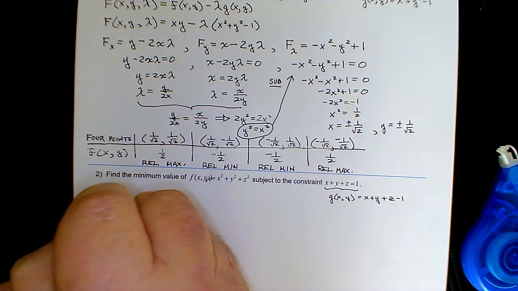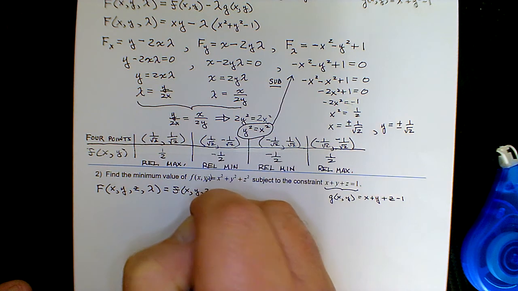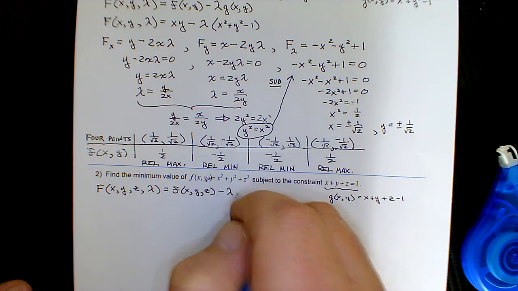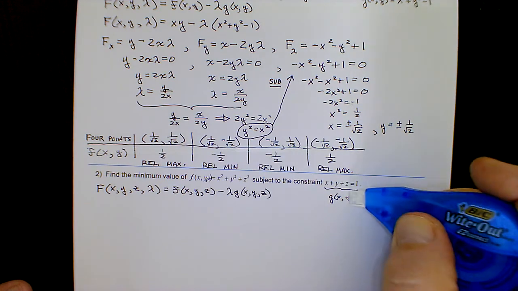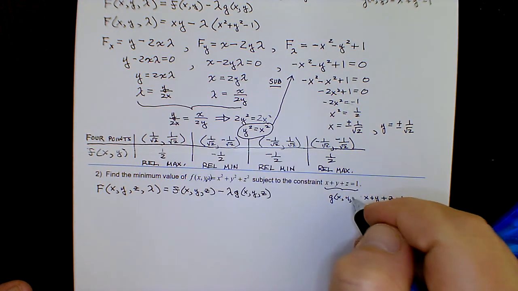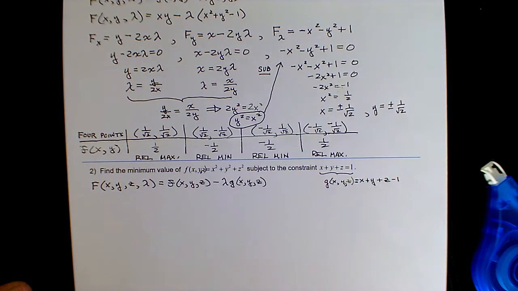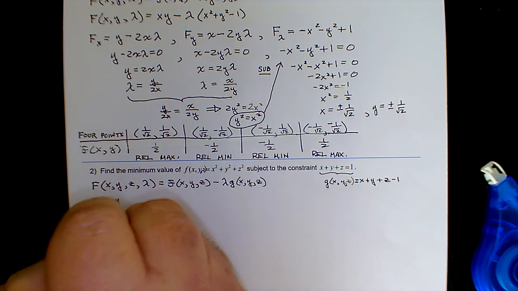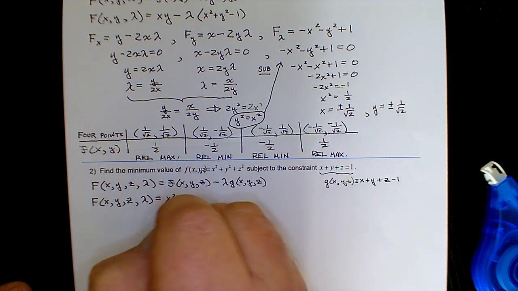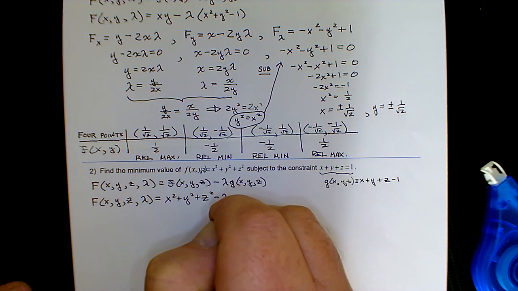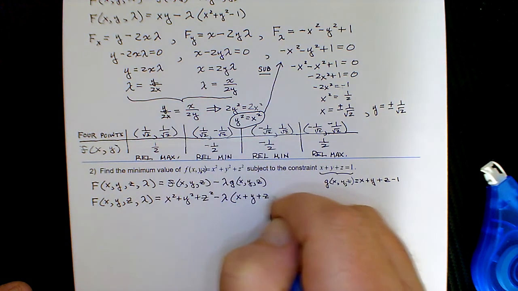So now we're going to form F of x, y, z, and lambda. So that's going to be f of x, y, z, and then minus lambda times g of x, y, z. So I suppose this as well should be g of x, y, and z equaling x plus y plus z minus 1. So then our function becomes f of x, y, z was x squared plus y squared plus z squared, and then minus lambda times the g of x, y, z was x plus y plus z minus 1.